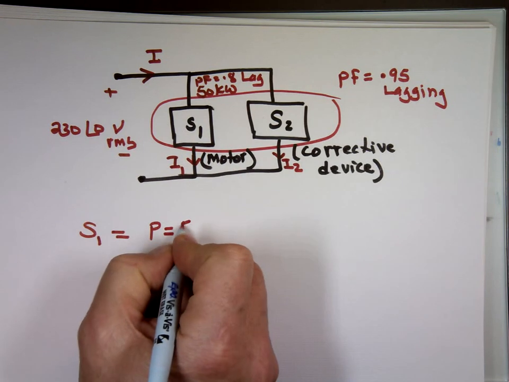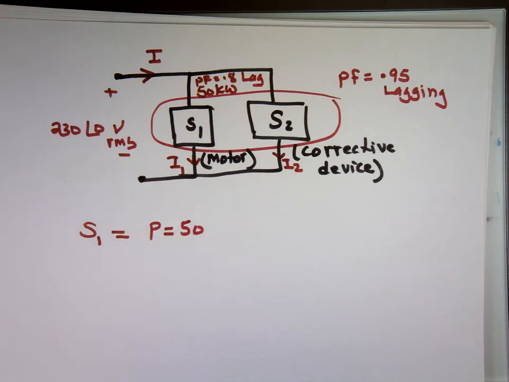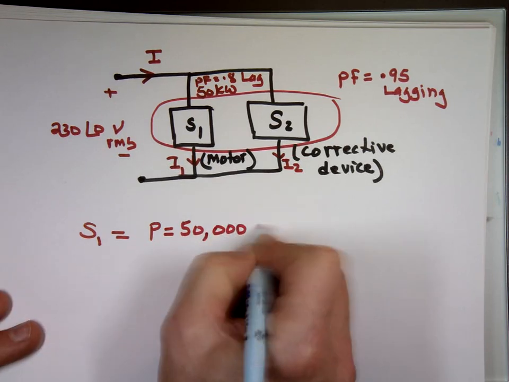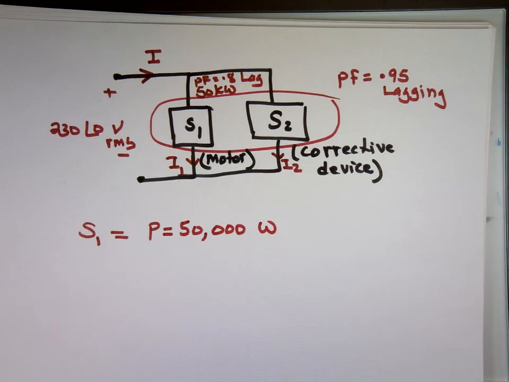How do you know it's P? It's not S. How do we know that? Because it's in watts. In watts, that's correct. That's kilowatts, so 1,000 watts, 50,000 or 50K. The units tell me that's the average power.